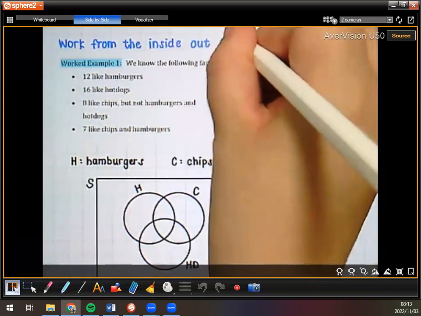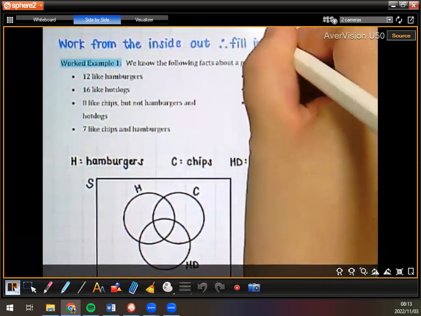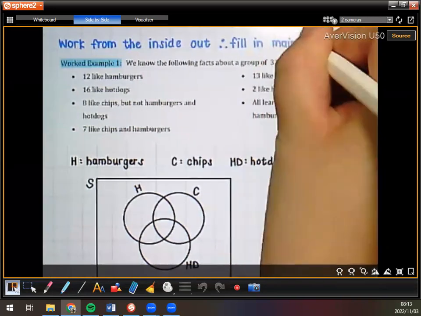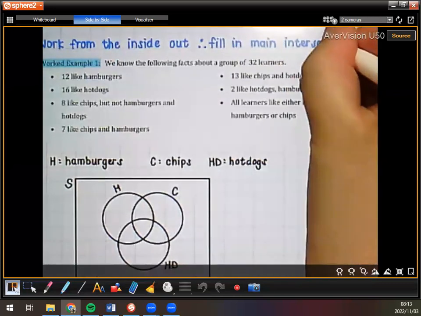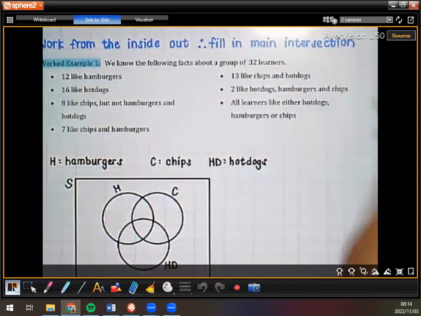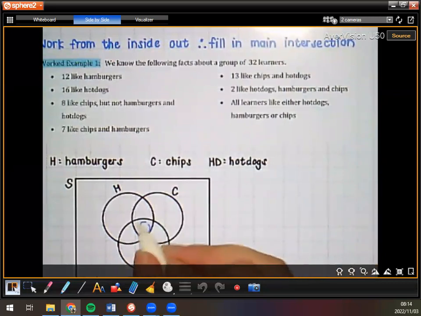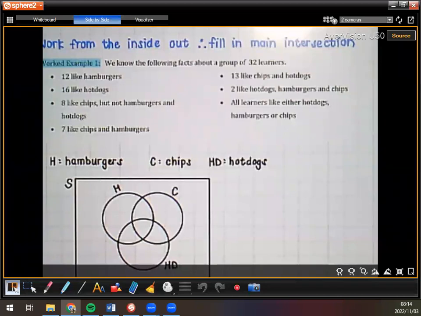Therefore, fill in the main intersection first. By main intersection, I mean where all three of them overlap. So this section here, that is what I'm saying. I'm going to have to fill in that main intersection even if they don't give it to us, if they don't tell us how many people like hot dogs and chips and hamburgers.